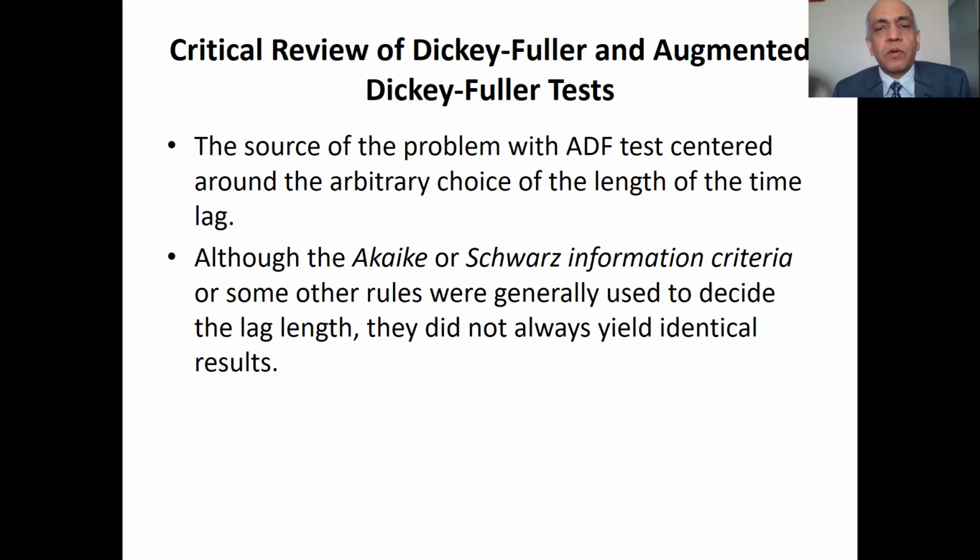The source of the controversy, the source of the problem in ADF tests, is the choice of the length of the time lag: how many lags, 0, 1, 2. There are different statistical tests, the Akaike information criterion or the Schwarz information criterion. There are some other rules they have used, but they do not always yield identical results. What it means is that different people using different methods can say the series is stationary or the series is non-stationary. We say, how come a series is stationary if one person analyzes it, and the same series analyzed by another person is non-stationary? We consider that is not a very valid scientific approach.